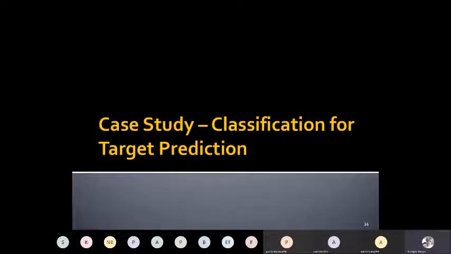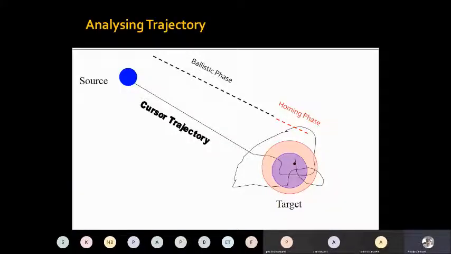So next we will quickly go through a couple of examples of using a very basic neural network, not the convolutional neural network or deep neural network. So the one example is classification for target prediction. So here, from the domain of AI, we will move slightly towards the human computer interaction domain.